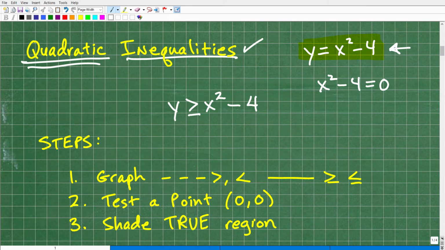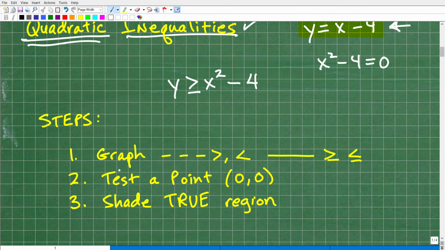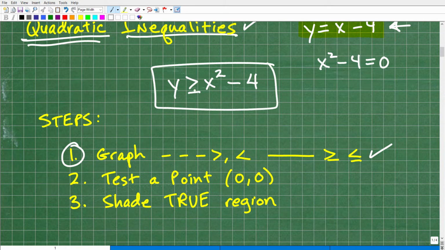All right, but let's take a look at the steps here. These are the general steps, and I asked you to put this into the comment section. So if you had something like this, then I think that's pretty acceptable. So the first step is we need to graph the parabola. Now you can see here that I have some dotted lines and I have a solid line here. Our problem is y is greater than or equal to x squared minus 4.